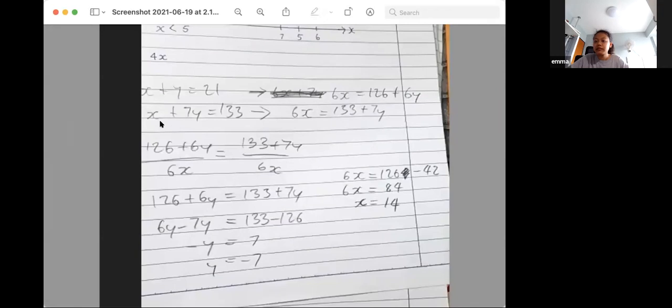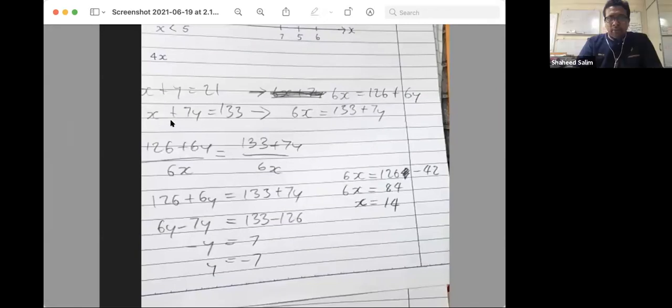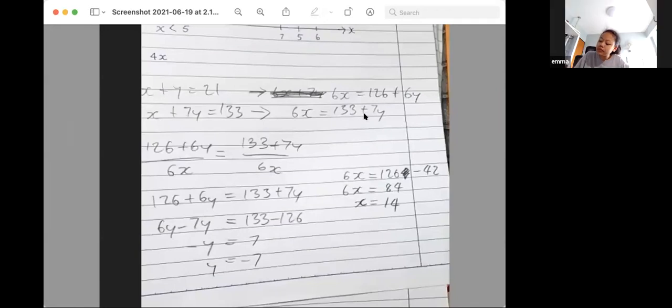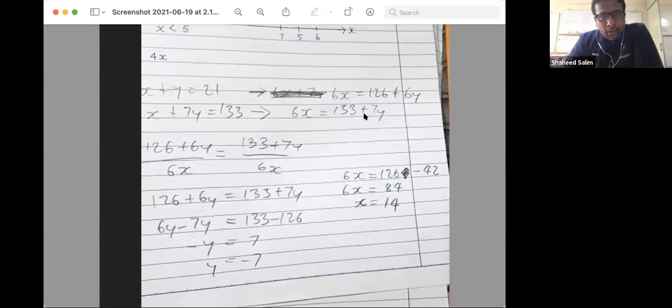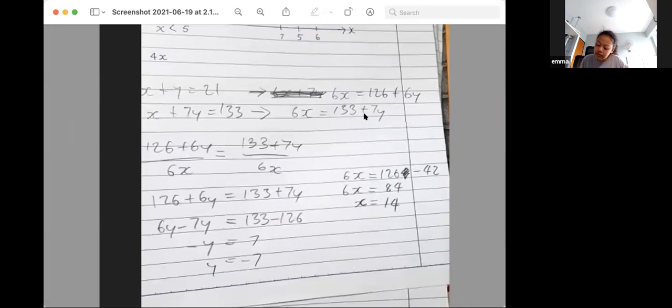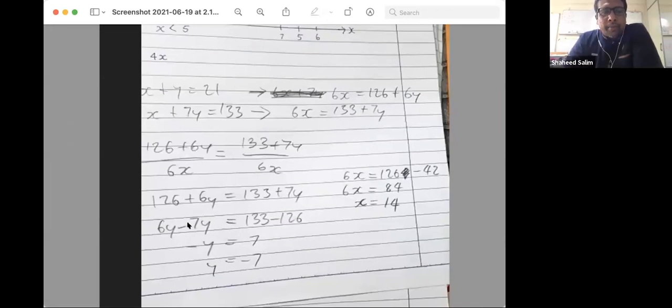So now your 7y you brought over there, so it must be minus 7y. Be careful. But more or less you're okay. When you bring over, there's no minus here. It's 7y minus 6y, I think. Let me see. Hold on. What happened? Minus 7y.